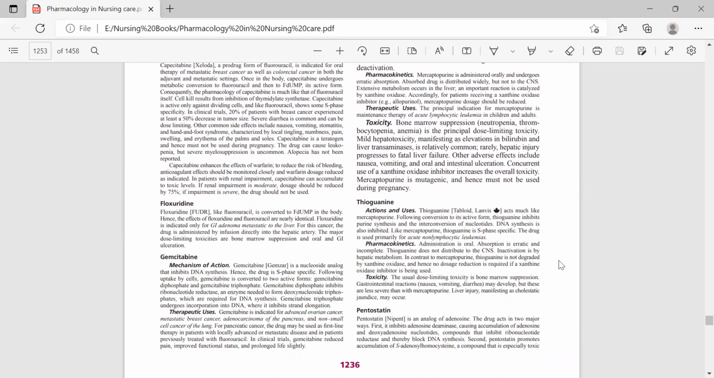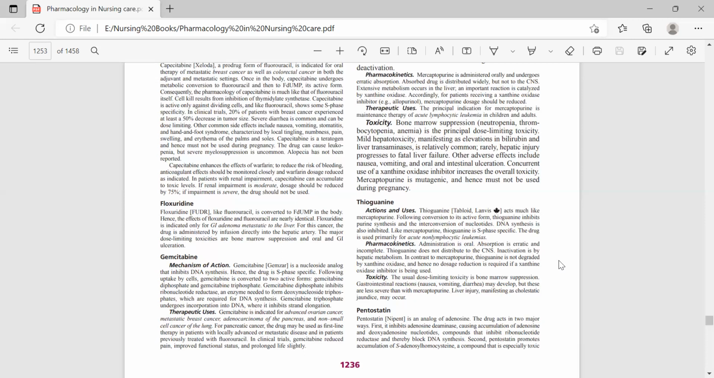The administration is oral, again with erratic and incomplete absorption, and activation is by hepatic metabolism. It does not distribute to the CNS. No dose reduction is required if a xanthine oxidase inhibitor is being used, because thioguanine is not degraded by xanthine oxidase. The toxicity is again the same as mercaptopurine, that is bone marrow suppression and GI reactions, while liver injury as cholestatic jaundice may occur, but is not as severe as with mercaptopurine.